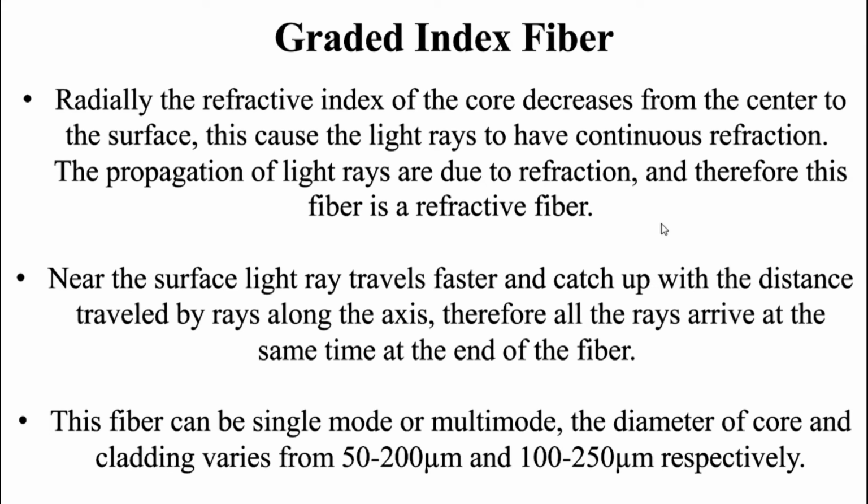Radially, the refractive index of the core decreases from the center to the surface. This causes light rays to have continuous refraction. The propagation of light here is due to refraction, and therefore, this is a refractive fiber. Near the surface, light rays travel faster and catch up with the distance traveled by rays along the axis. Therefore, all rays arrive at the same time at the end of the fiber. This fiber can be single mode or multi-mode. The diameter of core and cladding varies from 50 to 200 micrometer and 100 to 250 micrometer, respectively.